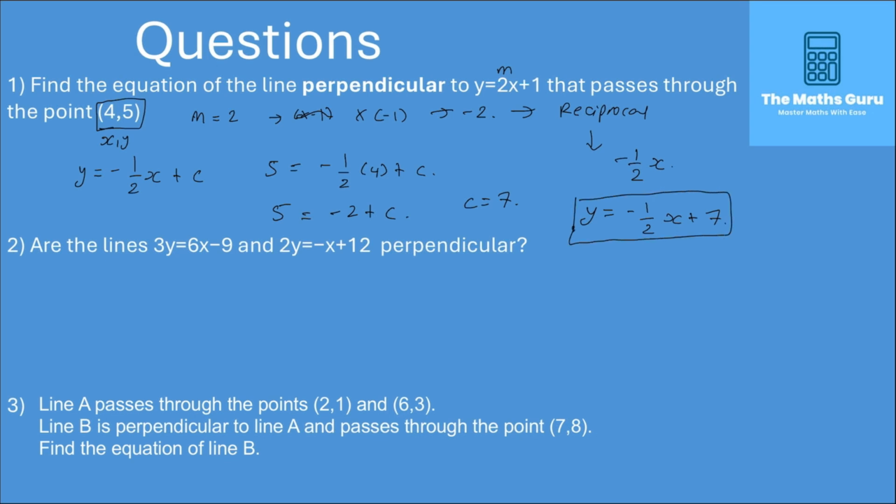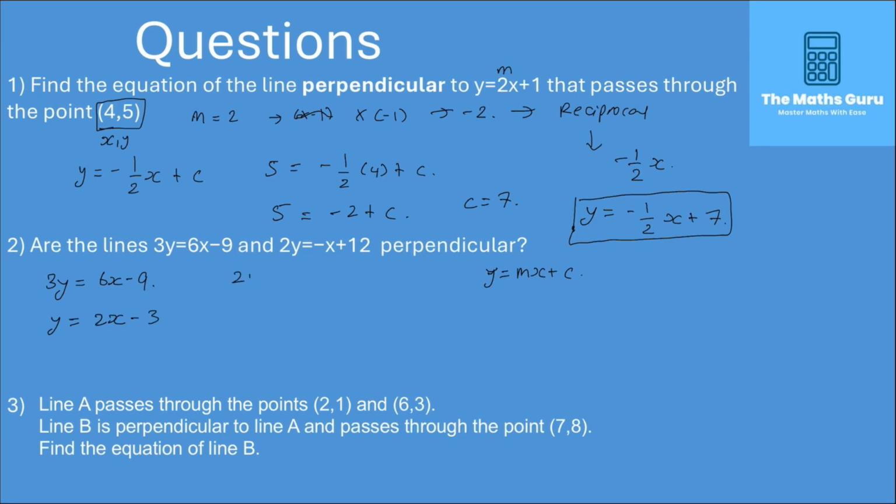Looking at question 2, it asks us to determine whether these two lines are perpendicular. Remember in the parallel line section, the first step we had to make was to put these two equations into y equals mx plus c. Doing this with the first equation, we have 3y is equal to 6x minus 9. So dividing through by 3, we get y is equal to 2x minus 3.